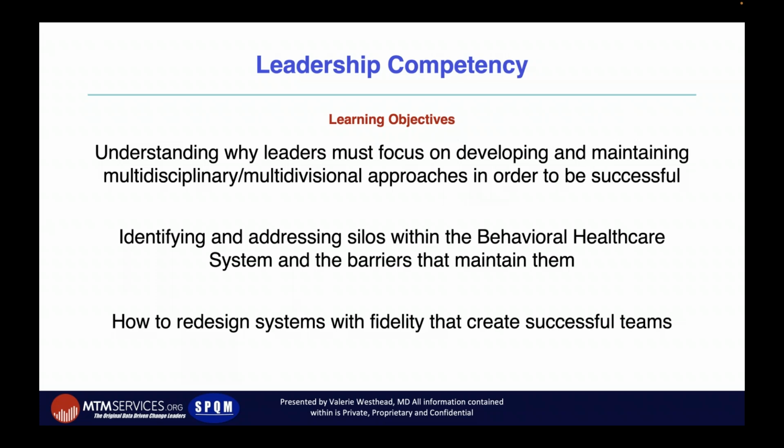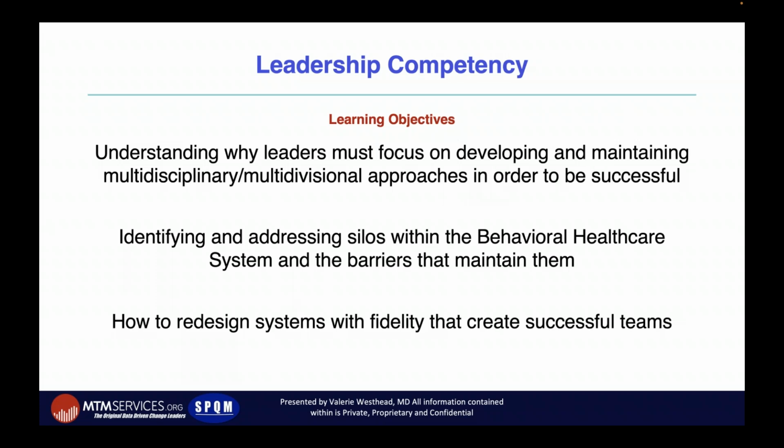So today I am really going to talk about leadership competency, especially as it relates to a medical director. The learning objectives are really to understand why we have to focus on developing and maintaining our multidisciplinary approaches in order for us to be successful, in order for us to achieve the outcomes that we want for our clients and that they're coming to us to achieve.